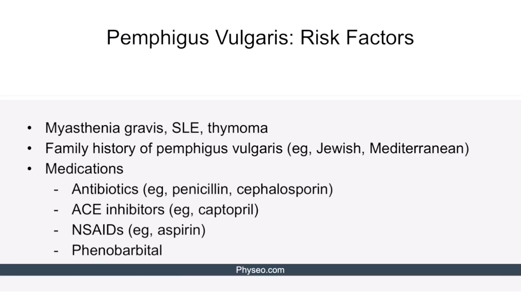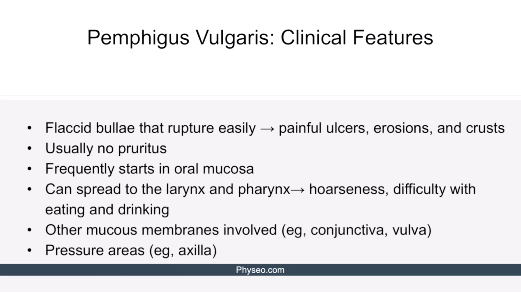Next, let's discuss the possible risk factors. Pemphigus vulgaris may be associated with myasthenia gravis, systemic lupus erythematosus, and thymomas. A patient with a family history of pemphigus vulgaris has an increased risk of developing the disease, suggesting a possible genetic link, with the highest incidence detected among patients of Jewish and Mediterranean descent. Drug-induced pemphigus vulgaris is often associated with medications such as antibiotics like penicillins and cephalosporins, ACE inhibitors like captopril, NSAIDs like aspirin, and phenobarbital.